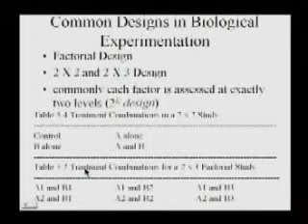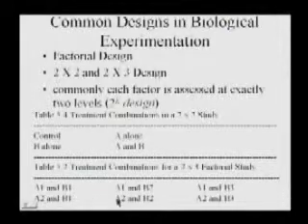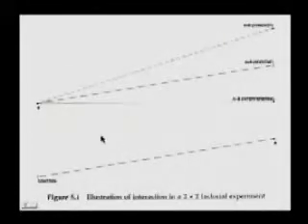In table 5.2, we see the treatment combinations for a 2 by 3 factorial design, A1 plus B1, A1 plus B2, A1 plus B3, and of course A2 and B1, A2 and B2, A2 and B3. So the statistical analyses of these becomes more complex as we add these on.